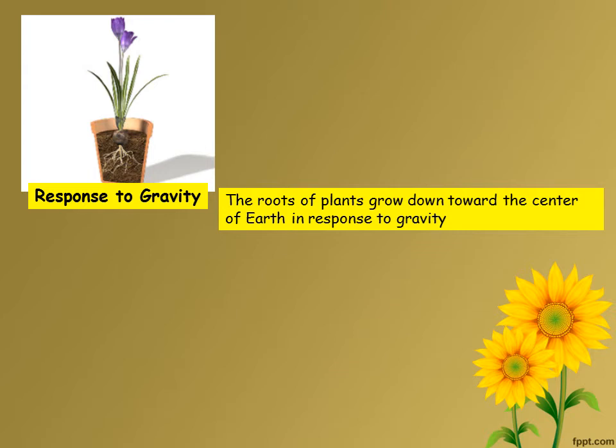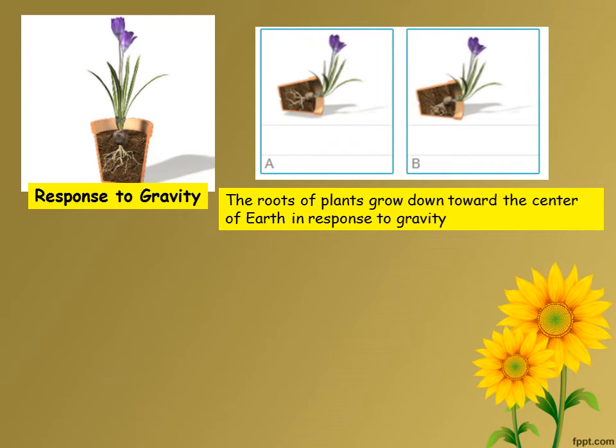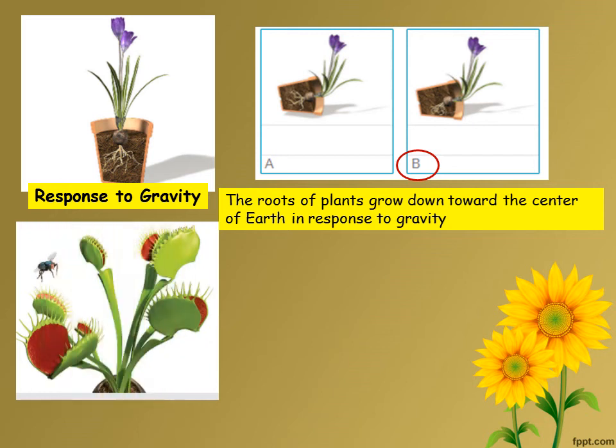Now look at this plant again. What do you think will happen if it is knocked over? Alright, let's see if your answer is correct. Yes, it's letter B. The stem would turn up towards the light and the roots would turn down toward water and nutrients. Okay, and we have here response to touch.